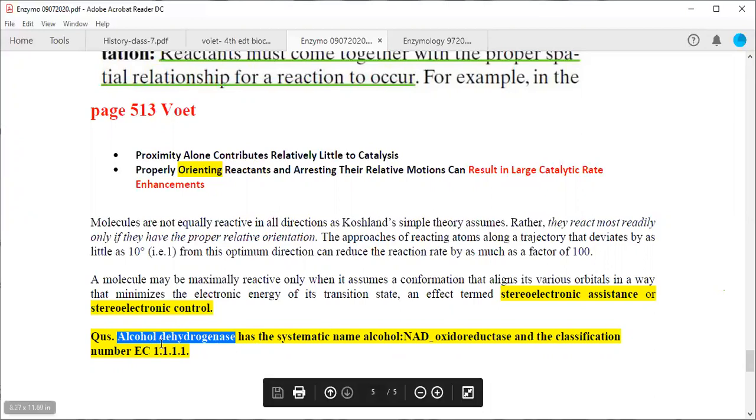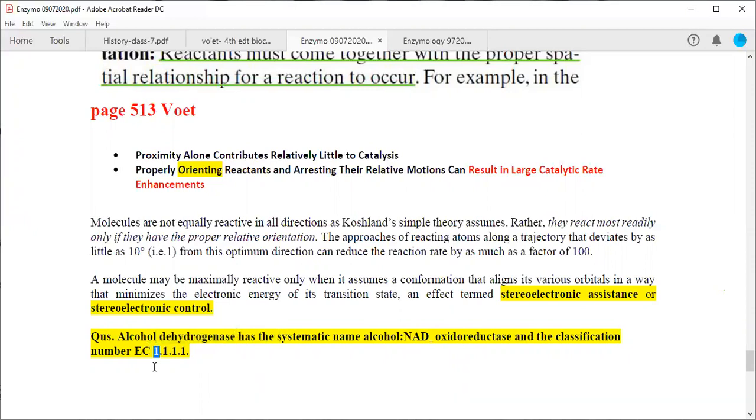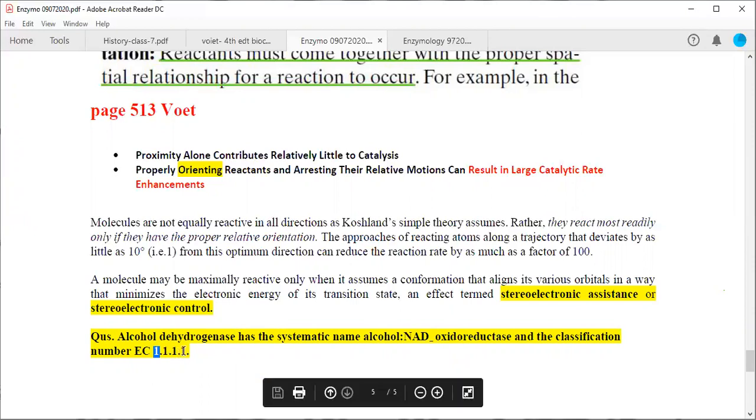Therefore the systematic name of this enzyme is alcohol:NAD positive oxidoreductase, because this is an oxidation-reduction reaction, which can also be detected from here because it has class number 1, and we know class 1 is always an oxidoreductase. So this is the class, this is the subclass, and this is the first enzyme discovered in this part. If you see this number, it is always alcohol dehydrogenase. And one more thing: alcohol dehydrogenase is a metalloenzyme, and it requires the zinc ion for catalysis of the reaction. We have already discussed this.